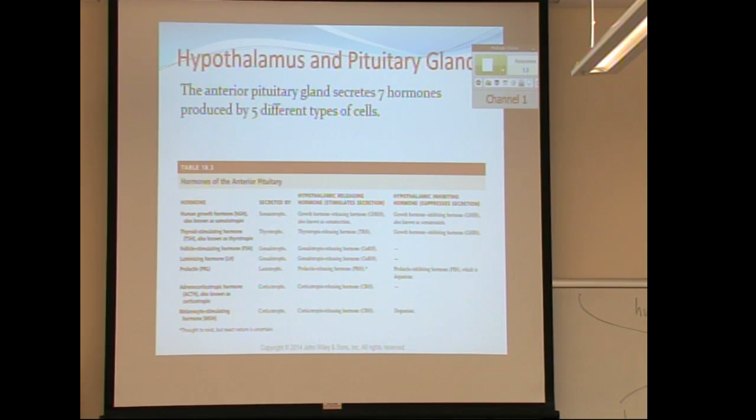All right, so just start at the top of that table. Where is HGH made? Hypothalamus or pituitary? So maybe write HGH down there. Human growth hormone. One hormone at a time, right?